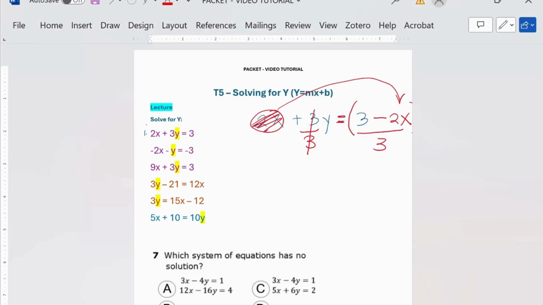Now this is my y-intercept and this is my slope. So now y equals, my slope is negative 2/3 x plus 1. So how do I know it's plus 1? Because 3 divided by 3 equals 1. And then this is my m. Now let's go to the next problem here.